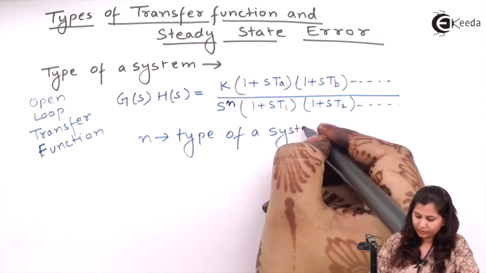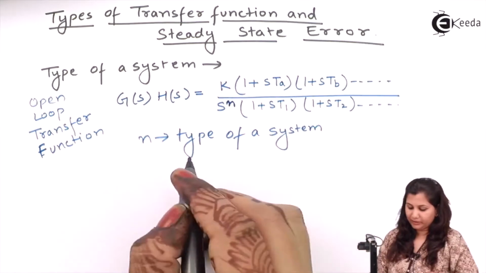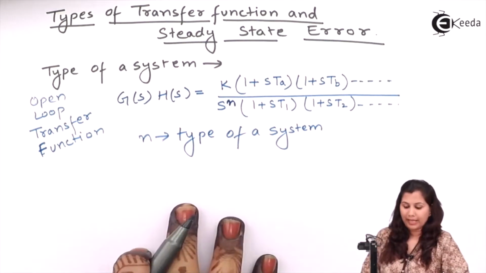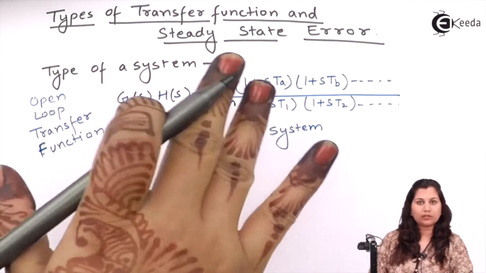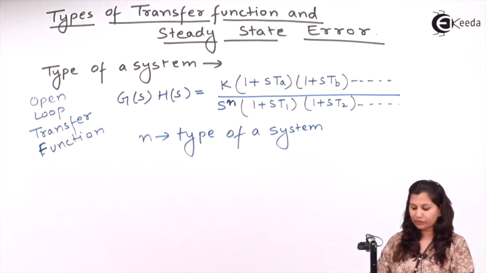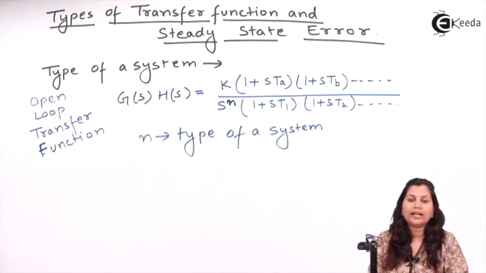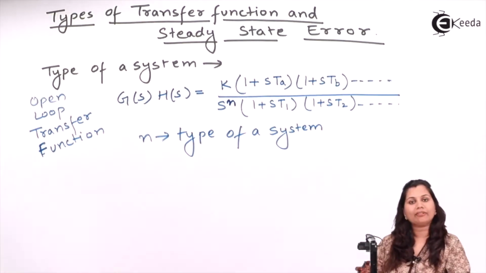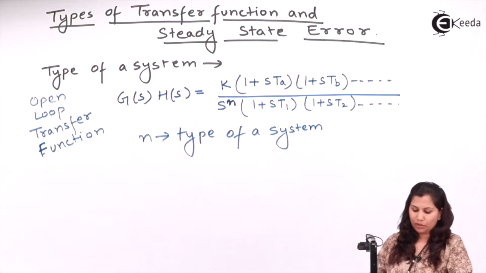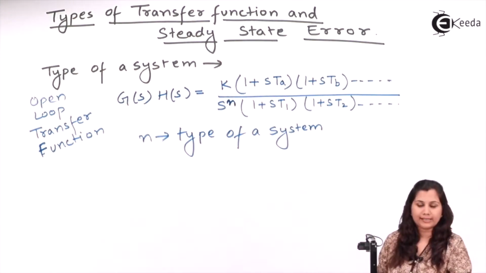Whatever will be the value of this n, that will be the type of the system. Suppose n is equal to 0, so that system is called type 0 system. If the value of n is 1, then that system is called type 1 system. Similarly, type 2 system, type 3 system, and we have n types of systems. So this n determines the type of a system.